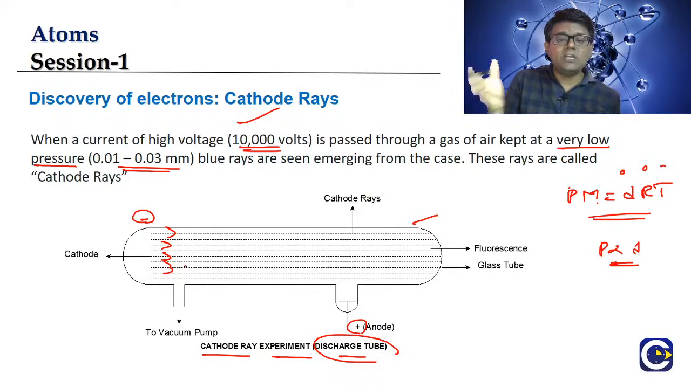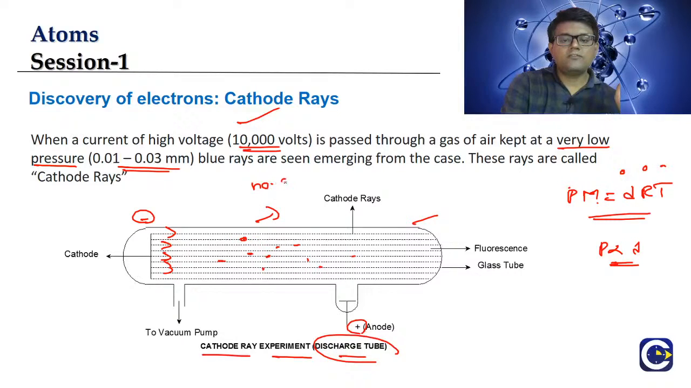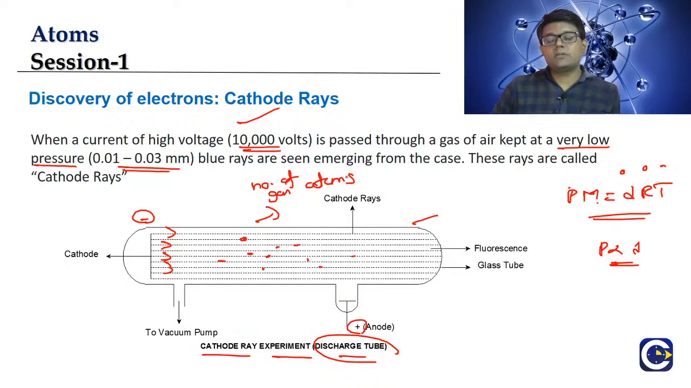So the idea of electricity is quite known to people back then, and to understand what is there inside the atom, he performed this cathode ray tube experiment where he took a low density gas, or a gas at low pressure, basically saying the number of gas atoms will be less, because we are taking a very low density. And at high voltage, what is observed? It is observed that there are these blue rays which appear to be emerging from the cathode.